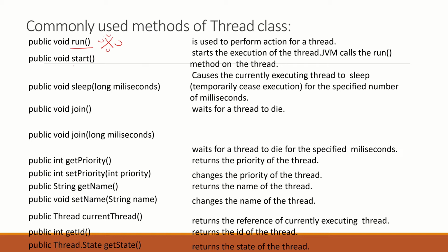The next one is the start method. The start method will start the execution of the thread, and it will call the JVM and automatically the control will be transferred to the run method. The next one is the sleep method, with milliseconds. It will make the current thread sleep, or go to a paused state, for a particular time. The time is given in milliseconds. Next one is join. Join means it will wait for the thread to die.